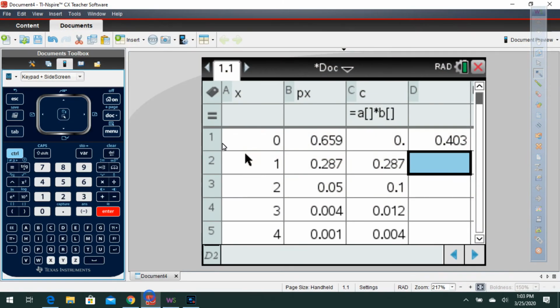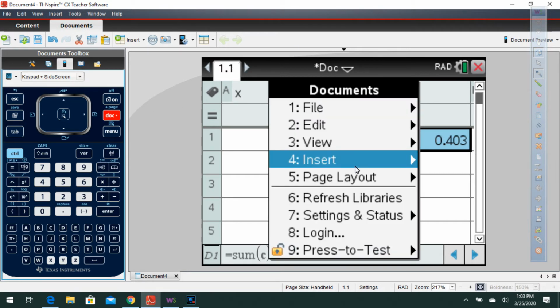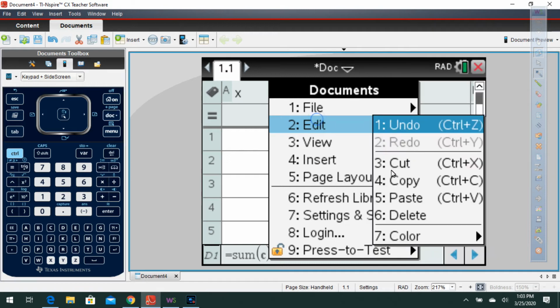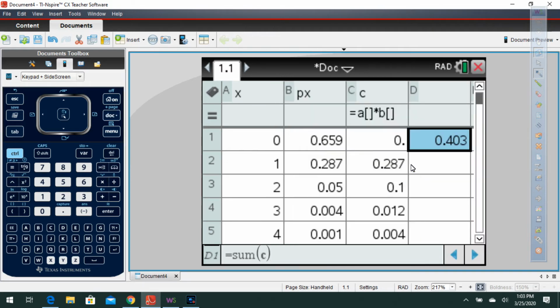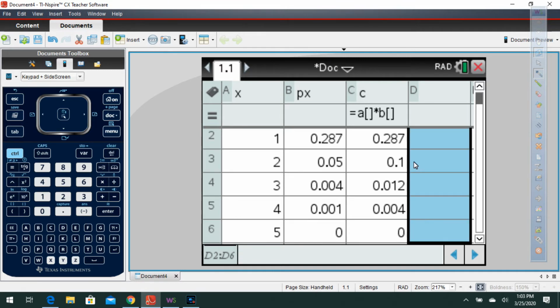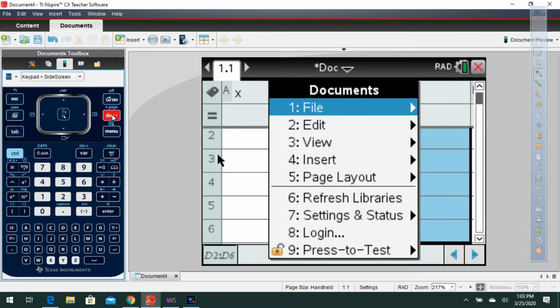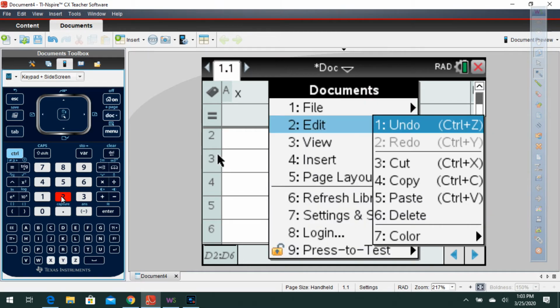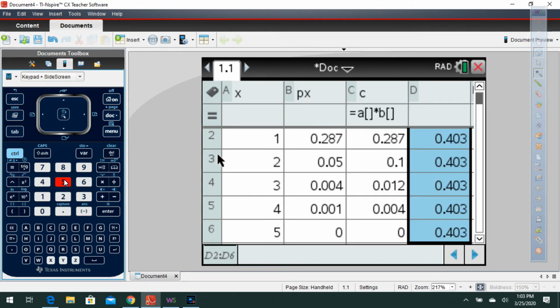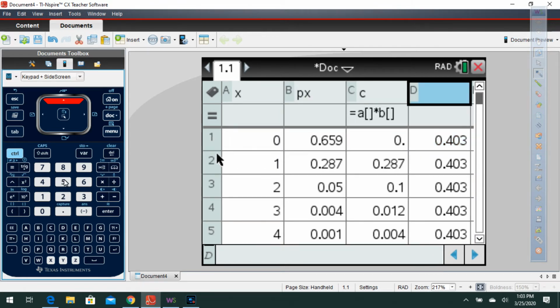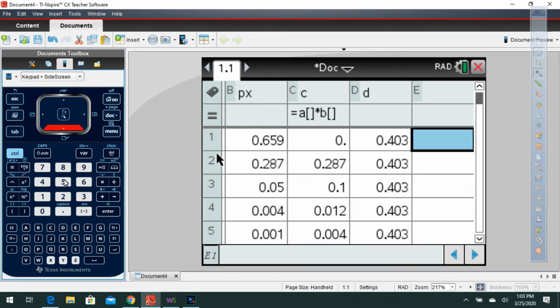And now we've got to find our standard deviation. It doesn't take but just a second. Let's go over here, and then we've got doc, edit, copy, and then doc, 2 for edit, and 5 for paste. And that's got it in all of them. Good. We'll call this D.